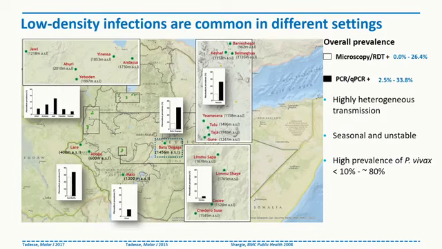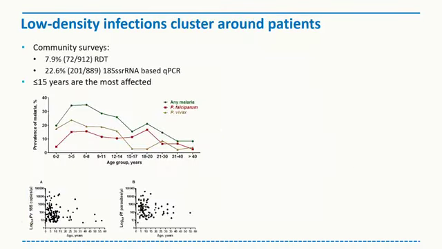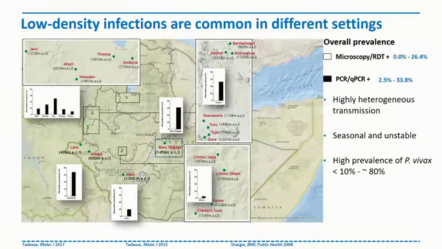But in other settings, midland to highland settings, we found a really high proportion of infections which were only detectable by PCR. The infections were highly heterogeneous across different settings, and they are seasonal and unstable. We are undertaking a dynamics study in a few of these sites, and we have seen they are really unstable. And in Ethiopia, unique to all African settings, we have a really high burden of vivax, ranging from less than 10% to 80% as you go up in altitude.